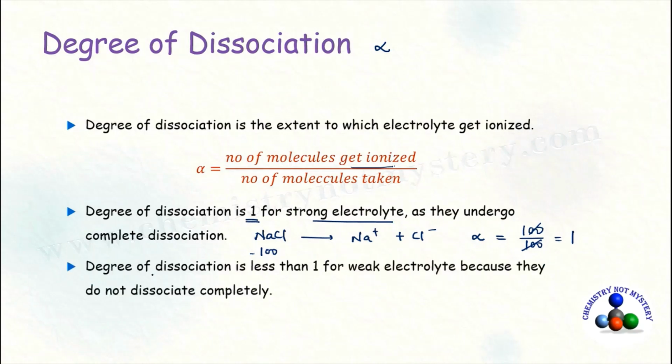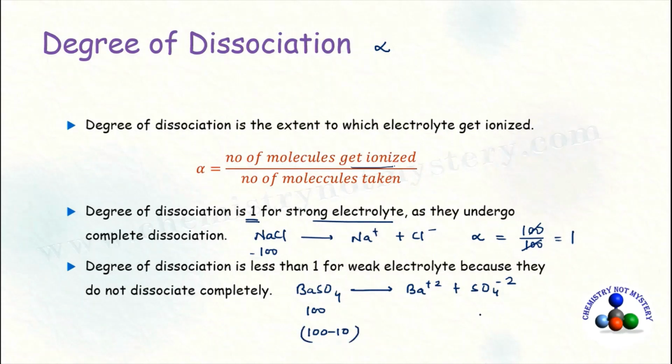And degree of dissociation is less than 1 for weak electrolytes because they do not dissociate completely. For example, BaSO4 dissociates into Ba2+ ion and SO4 2- ion. At the beginning, I have taken 100 molecules and only 10 molecules get dissociated.